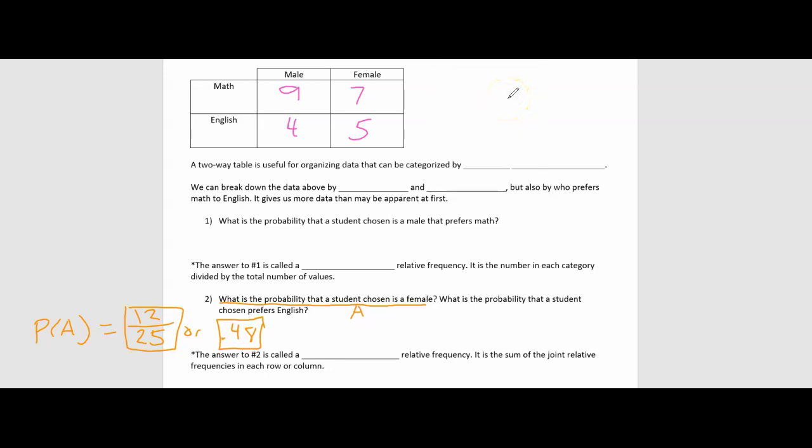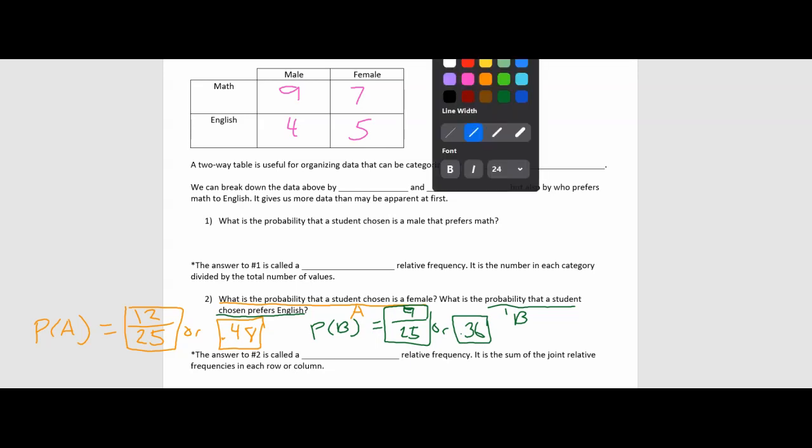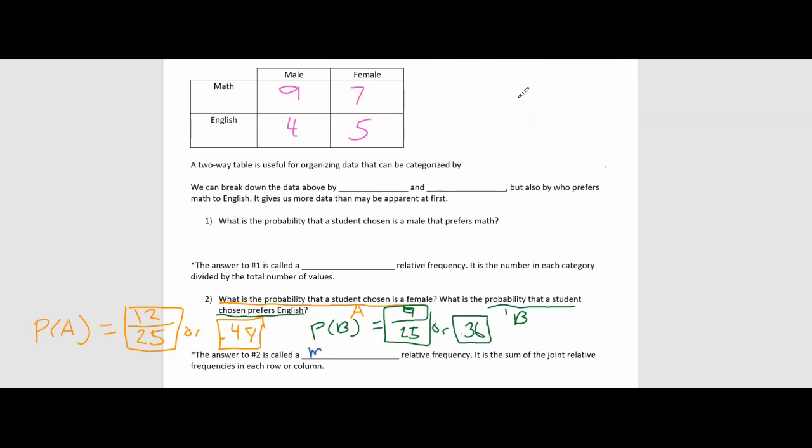Probability of choosing a student who prefers English, let's call that B. So the probability of B: there are 9 students who prefer English, and of course, we know that there are 25 students total. So 9 out of 25, or 0.36. These answers are called marginal relative frequencies.